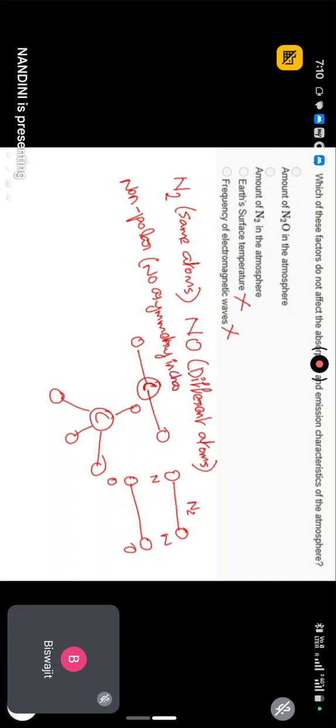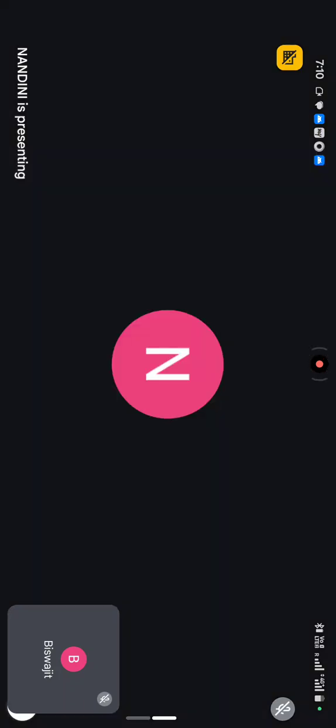And then we have polar molecules, or molecules which have a dipole moment.